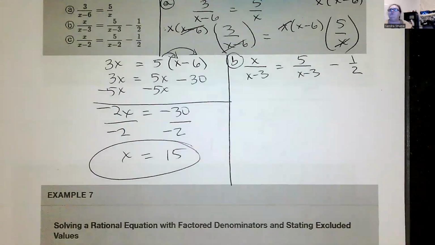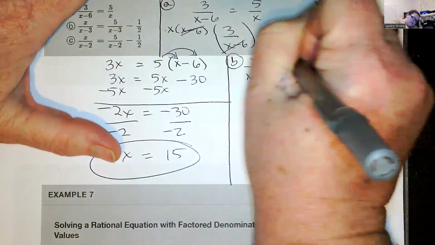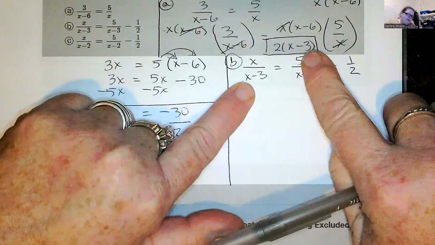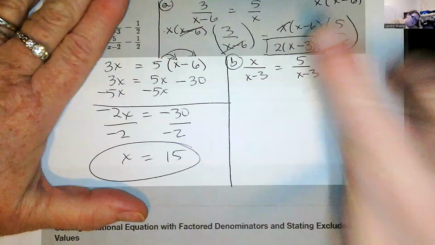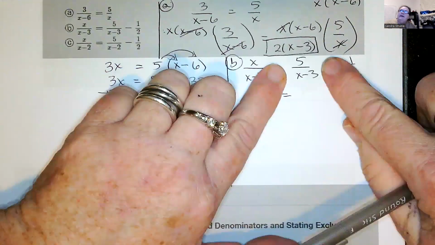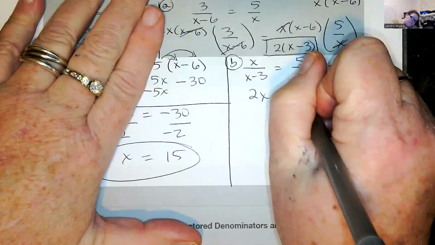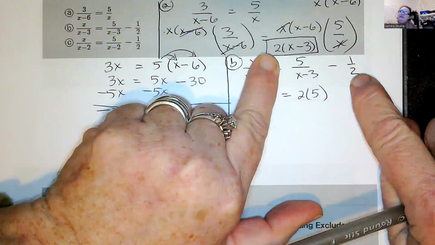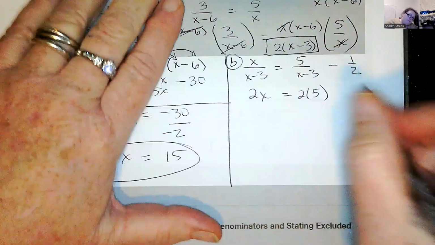So the LCD on this one is 2 times x minus 3. And I'm just going to write it up here because I'm running out of space. So 2 times x minus 3. Well, the x minus 3's are going to cancel out when I multiply through, and I'm left with 2 and x. So 2x is equal to, now let's look at the next term. The x minus 3's cancel out again, and we're left with just 2 times 5. And then the last one, the 2's are going to cancel out, and we're left with x minus 3 times 1.